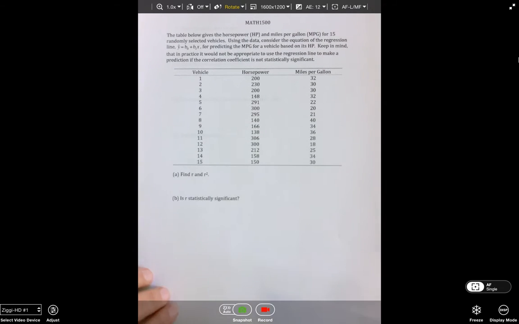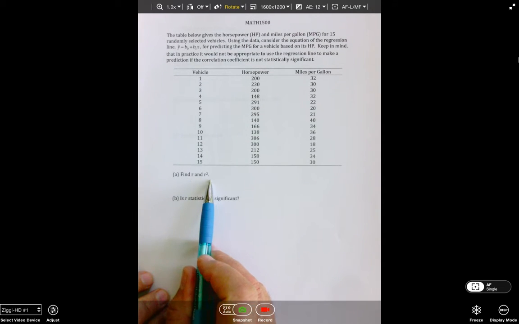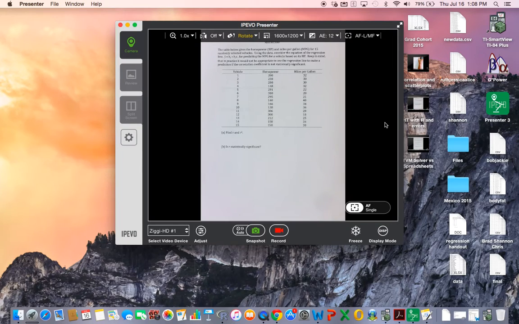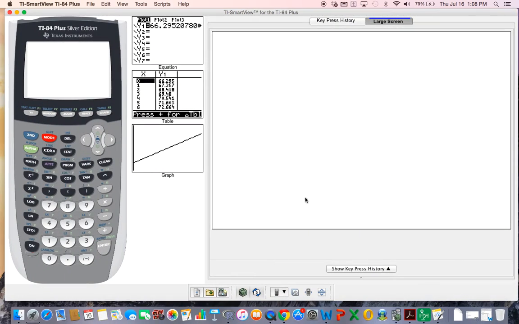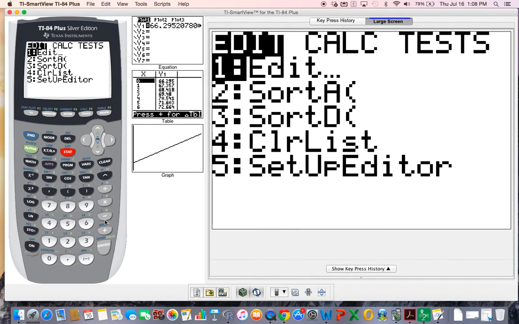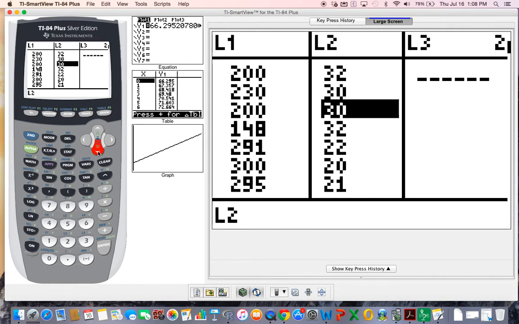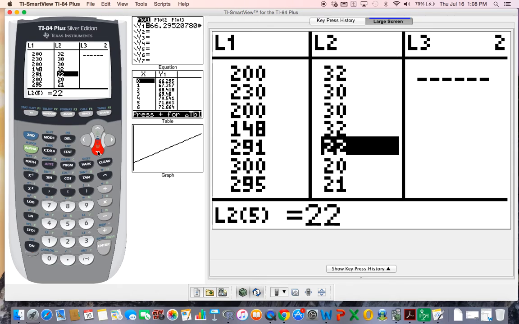Now, first thing I ask you to do is to find r and r squared, and hopefully I've impressed upon you by now that the best way to do that is to use your calculator. So guys, I'll go stat, edit. I've already gone ahead and typed these in just to save time. Very carefully, I'm going to go through and make sure I've got no typos.